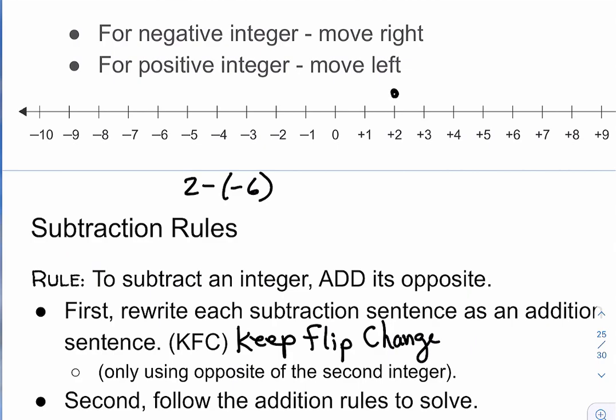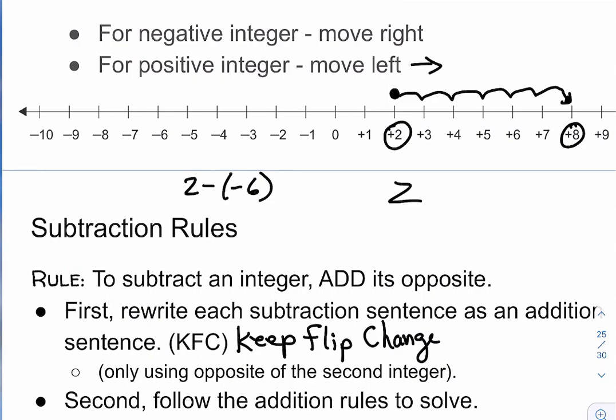Again, I have 2, so I was starting here. When I'm subtracting a positive, I'm moving this direction. When I'm subtracting a negative, I'm moving this direction. So from the 2, I'm going to subtract a negative 6, so that's going this direction. Then I would count my negative 6 and I would go there. When you look at this, what have you done? You're at 2, and I've ended at positive 8.